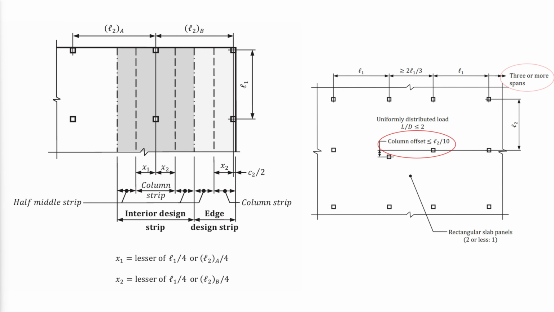The columns must be in line with a maximum offset of L2 divided by 10. The applied load should be uniformly distributed, with the unfactored live load being less than or equal to twice the unfactored dead load. The length of the panels should not differ by more than 1/3 in each direction. The ratio of the long to the short length of the panel should be between 1:1 and 2:1.